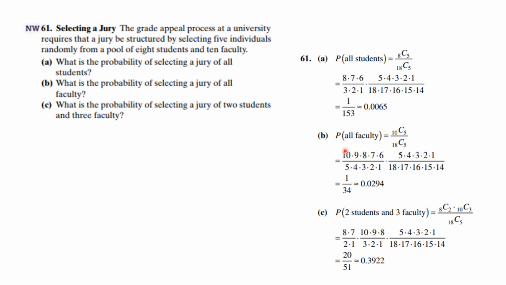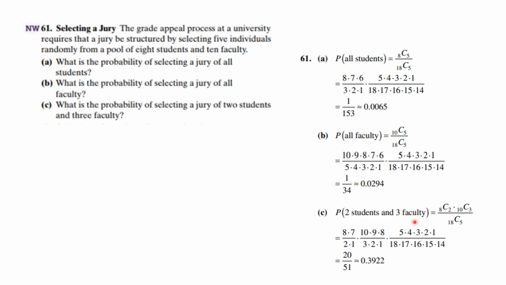What's the chance of getting all faculty? Well, here you choose all 5 from the 10 faculty, so it's 10 choose 5. And this is times 8 choose 0, if you will. And then down here, this is again the total number of ways that you can choose 5 from 18. You do the calculation again, you see that it's unlikely. And it's a good thing, I suppose, that it's unlikely, because you would like to have balance on this. So what is the probability of 2 students and 3 faculty?